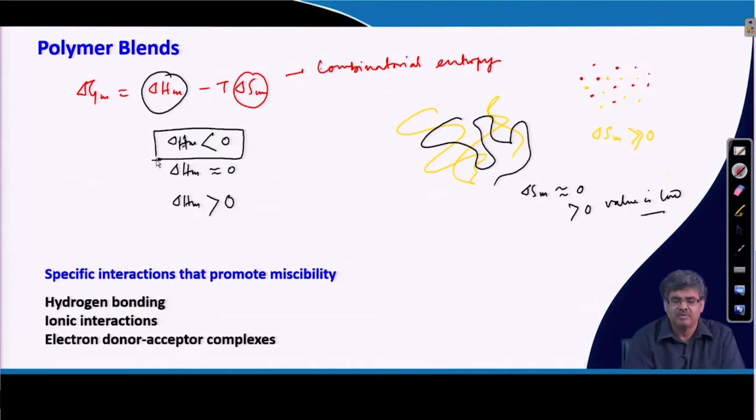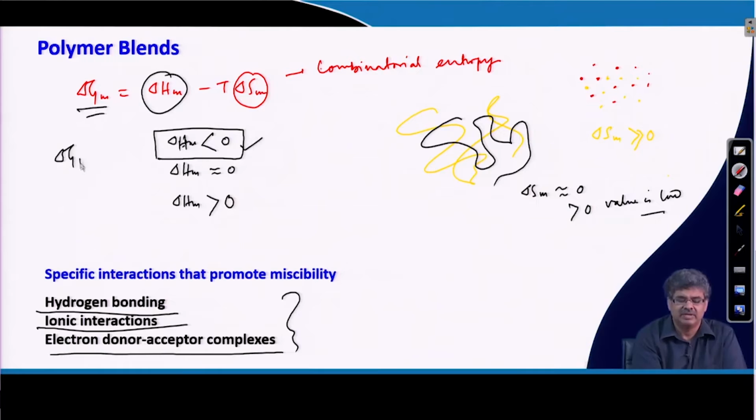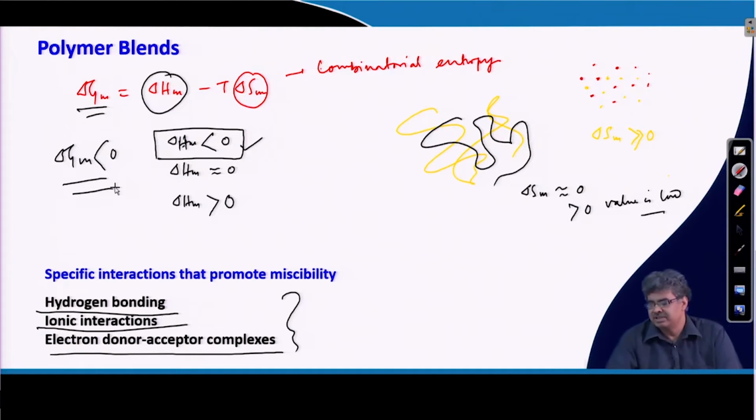So, for two polymers to become miscible with each other, we should have delta H mixing less than 0, which happens if there is strong interpolymer attractive interaction between those two polymer chains, and that happens if we have hydrogen bonding between polymer chains, ionic interactions or electron donor acceptor complex formation between polymer chains. If these things happen, then there is strong attractive interaction between polymer chains, and that makes the value of delta H negative. As a result, delta G becomes negative and the polymers become miscible with each other.